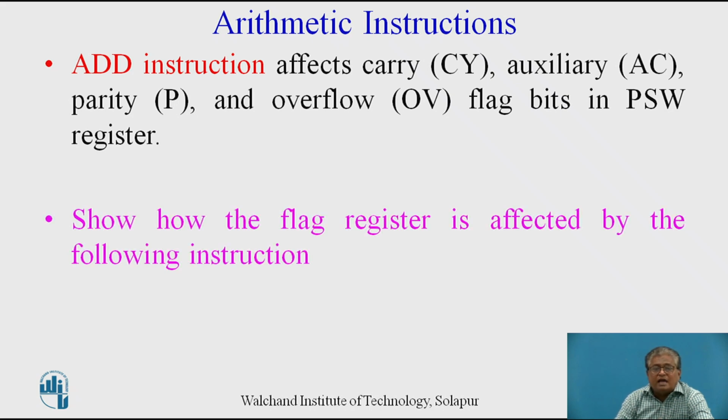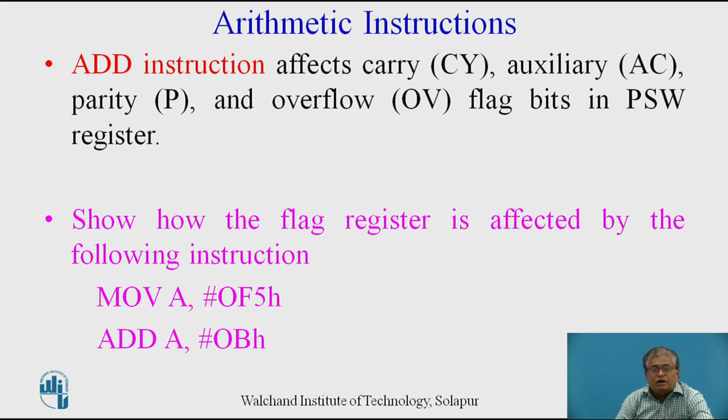Show how the flag register is affected by the following instructions. MOV A comma #0F5H, means the value is F5. ADD A comma #0BH. So pause the video, and after executing these two instructions, you just write the status of all these flags.